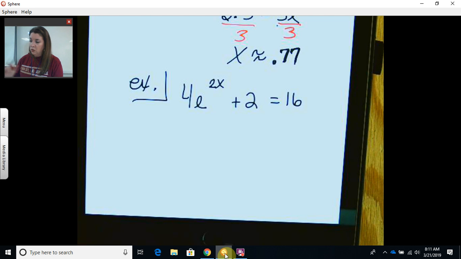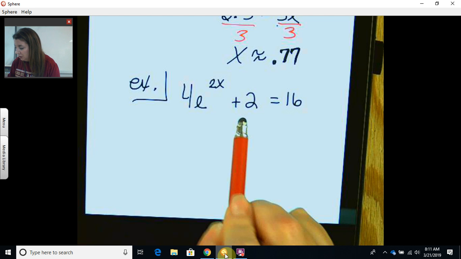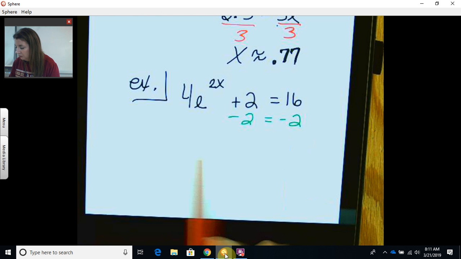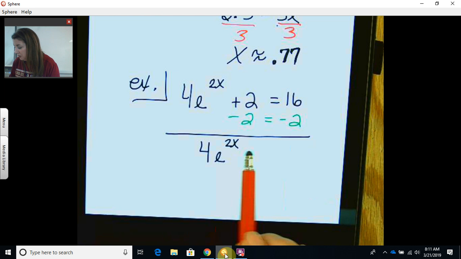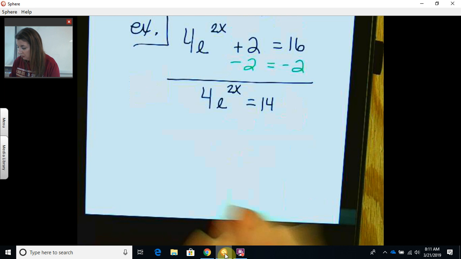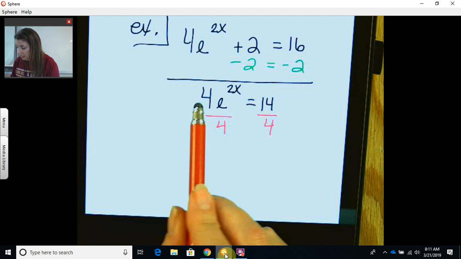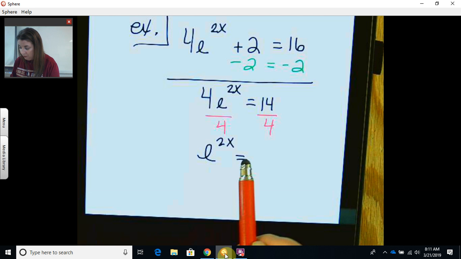Okay, what should we do first? Subtract 2. Let's do that before anything else. So 4e raised to the 2x equals 14. Then what? Divide by 4. This is not logarithmic form with the 4 there, with the e. So e raised to the 2x equals 14 divided by 4, which is 3 5/10.